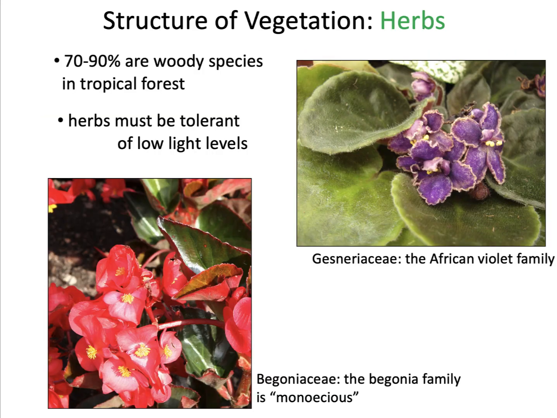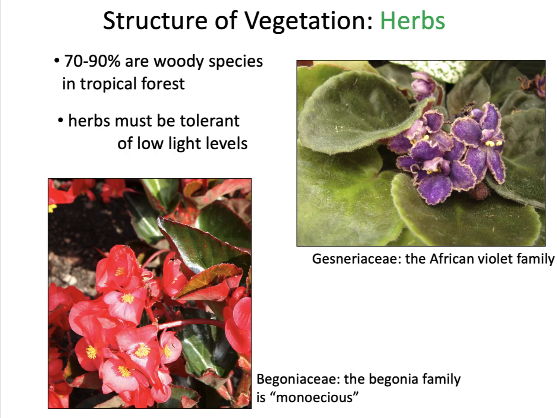All right, so in our next exploration of the structure of vegetation in a tropical forest, let's look at the herbaceous plants. So these herbs grow in the understory of the forest. Keep in mind that the canopy of the trees is up above, and then in the dark, damp, shady understory, we have lots of herbs that can grow. Now, in a typical tropical forest, 70 to 90% are woody species. So there's many fewer herbs, and those herbs must be tolerant of low light levels.